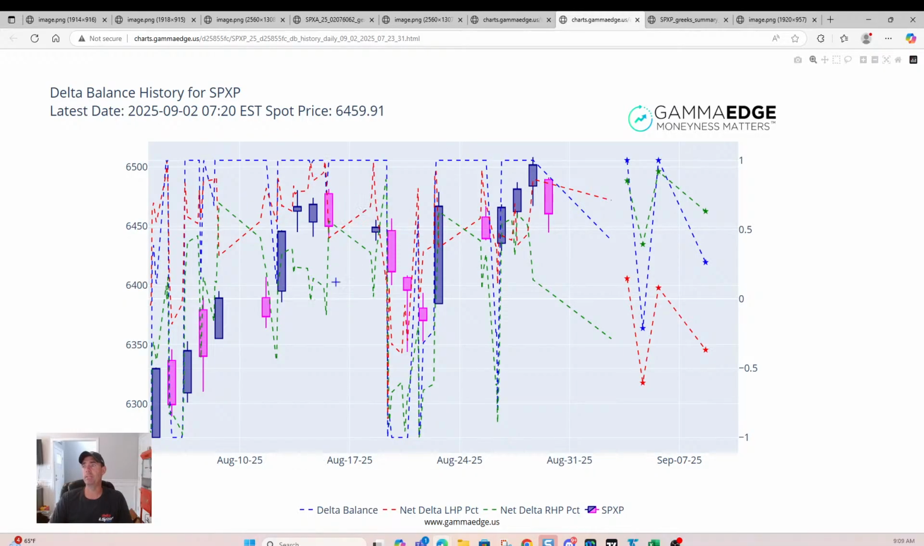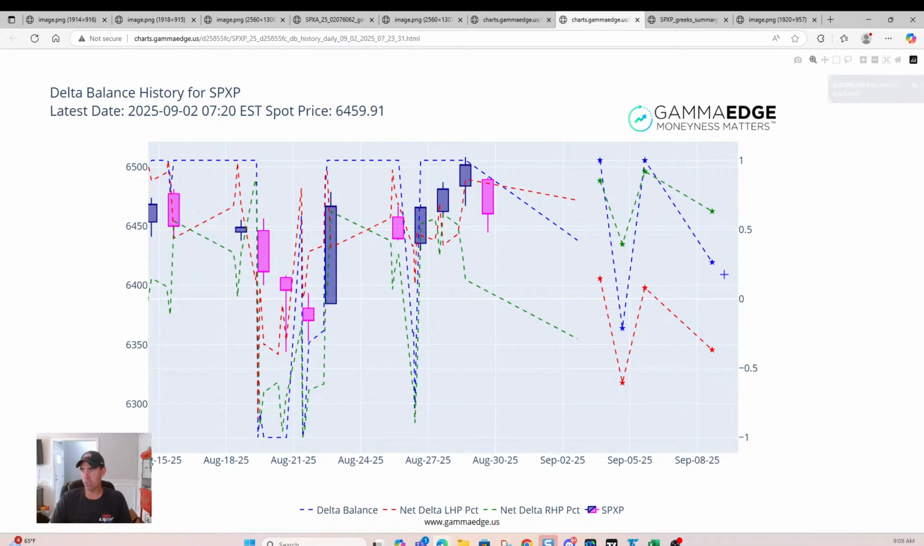Moving on to the SPXP Delta Balance. All of our charts are interactive here at Gamma Edge, so you can click and zoom in. Again, this is what we were discussing last week, that out of the money speculation dropping. This was heading into today, which is Tuesday, but then we were discussing on Friday, Thursday heading into Friday, that negative slope in the right-hand plane. Again, out of the money call speculation via the green dotted line.